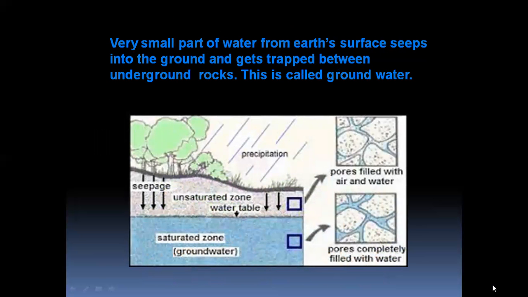A very small part of water from the earth's surface seeps into the ground and gets trapped between the underground rocks. This is called groundwater. How does the water come? All of you know rainfall. When there is rainfall, a very small part of that water goes inside the earth, goes underground and settles as groundwater. That is called underground water. You can see the picture also, children.